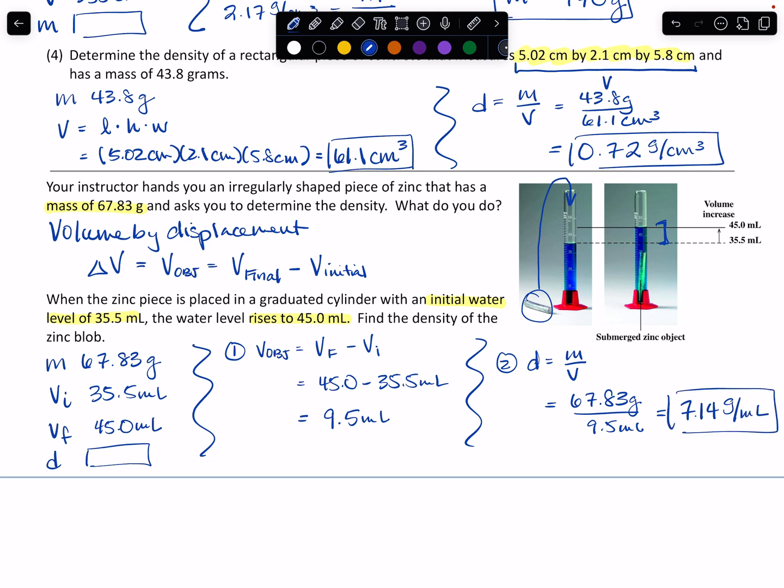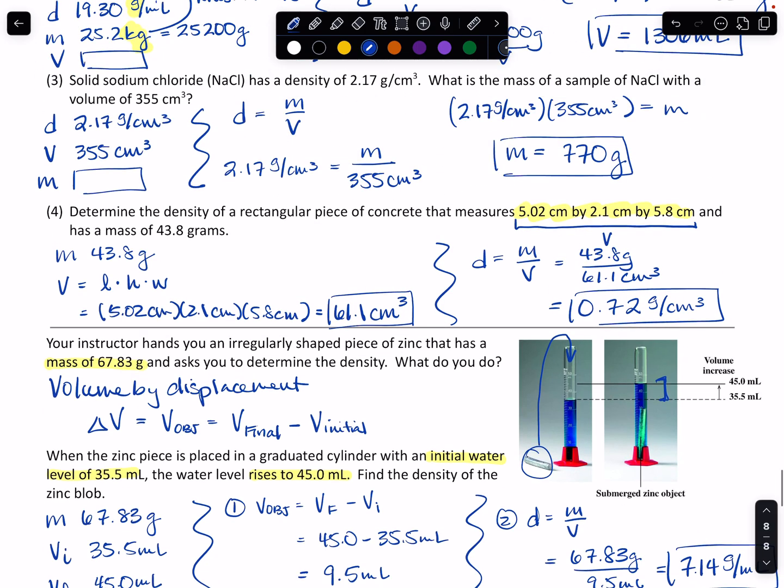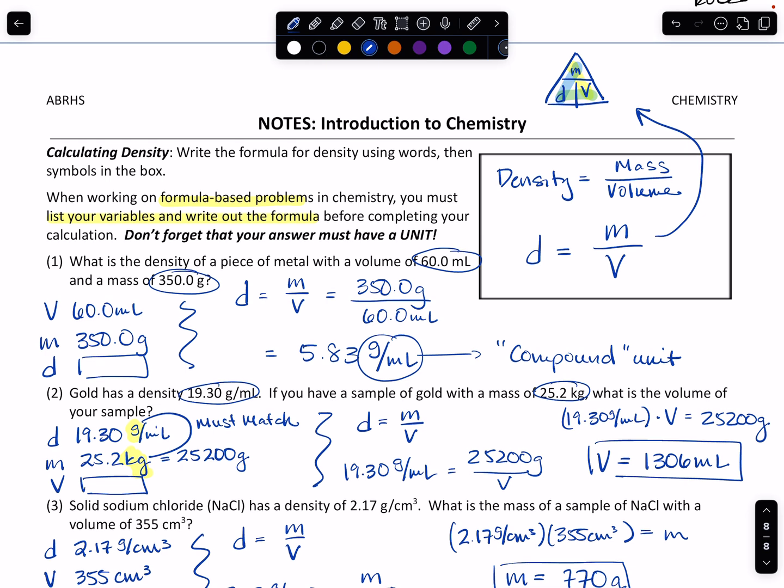So again, we can determine the volume in several different ways. If it's a regularly shaped object and we know the formula for that object shape, then we can use that. We can measure the lengths of the sides and use that formula for a square or rectangular object. If it's irregularly shaped, like a cylinder of zinc, like this one, or maybe a rock, or basically anything that doesn't have a shape that we can measure, then you can use a graduated cylinder and this idea of volume by displacement. Regardless, the density formula is the same for all these problems. It just depends on what your unknown is.